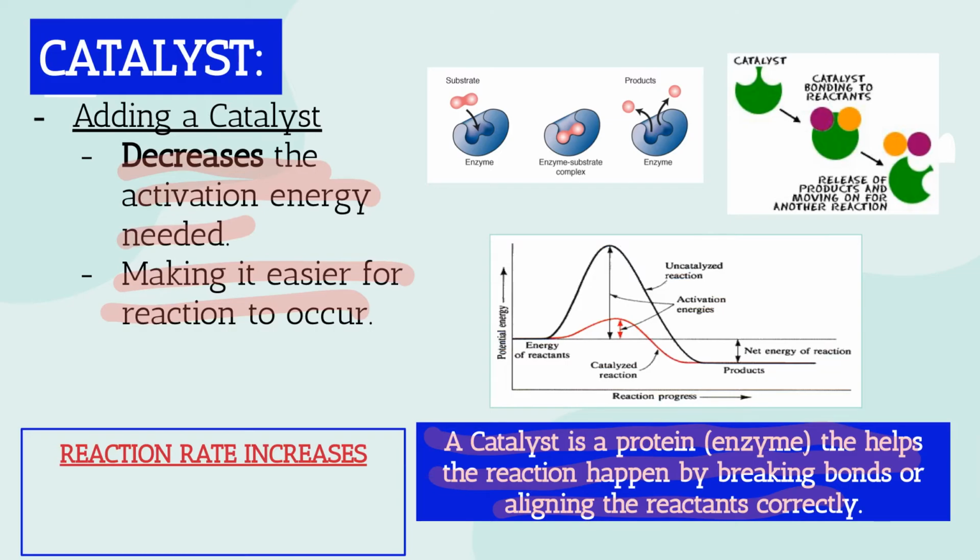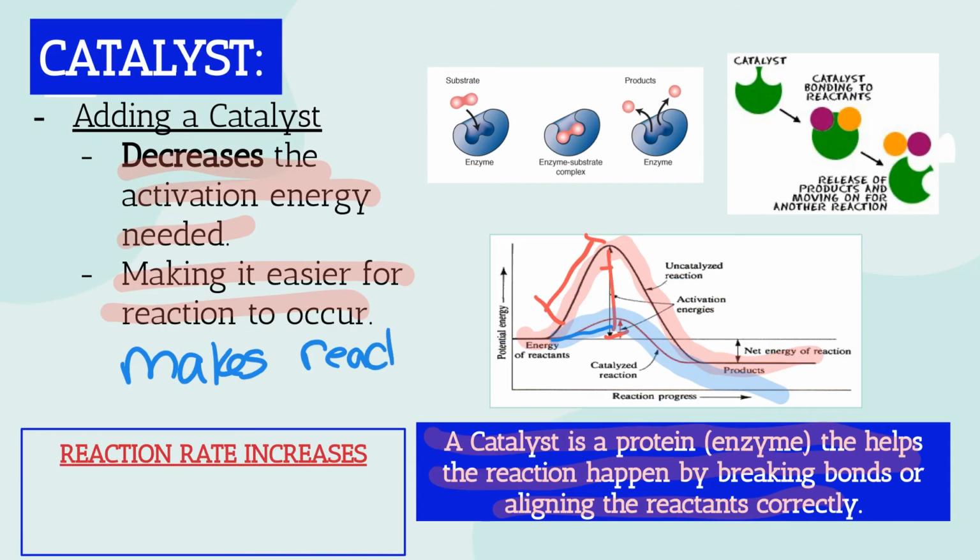So this is the energy of the reaction if there was no catalyst. There's this huge activation energy needed for that reaction to occur. But with a catalyst, it lowers the activation energy. So it makes the reaction go faster. So it makes it easier for the reaction to occur, and your reaction rate increases.